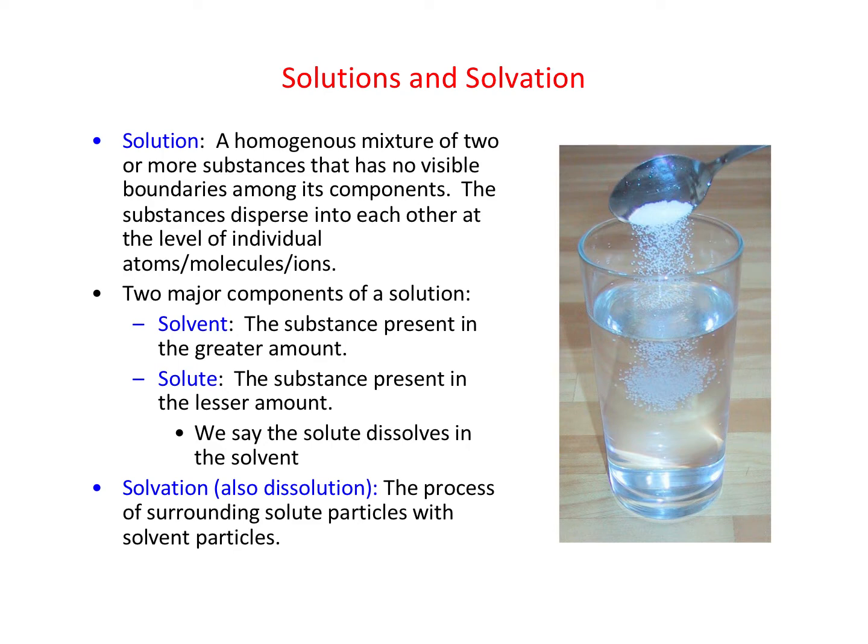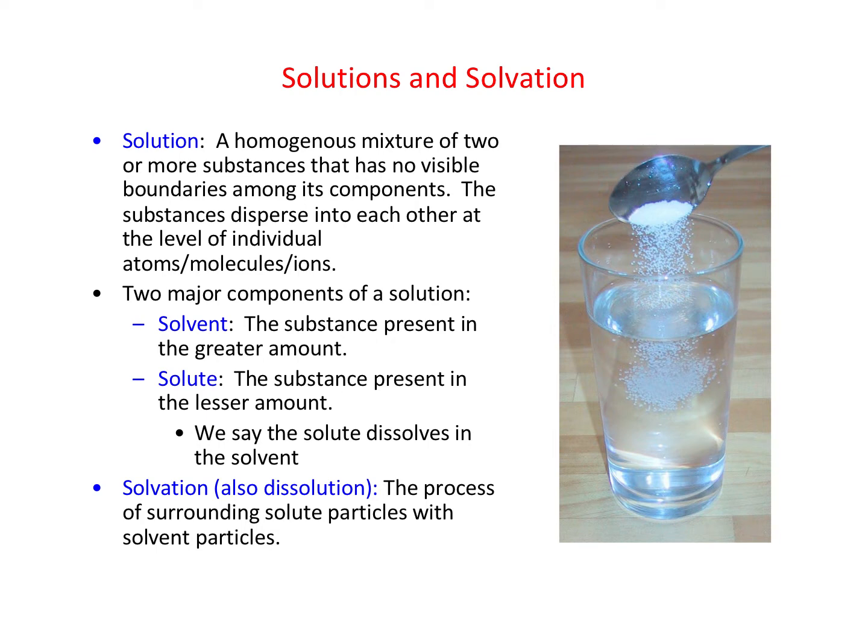Alright, so a solution is another way of saying we have a homogeneous mixture of two or more substances. In solutions, because they're homogeneous, the mixing is taking place at the individual level of atoms or molecules or ions, depending on what our substance is. And we're typically not able to see the boundaries between the components of a solution, unlike a heterogeneous mixture, where the mixing is taking place more at the macroscopic scale, and we do see the boundaries.